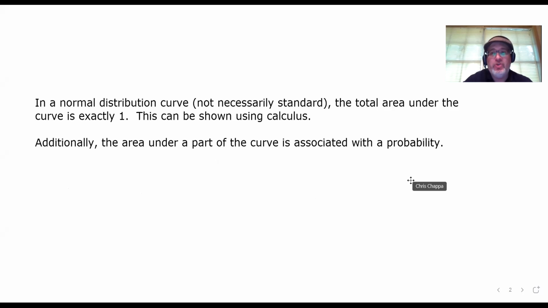In a normal distribution curve, not necessarily standard, but it could be, the total area under the curve is exactly 1. This can be shown using calculus. I'm not going to show it to you because this is not a calculus-based statistics class, but I just wanted to show you the picture in Desmos to remind you what we mean.